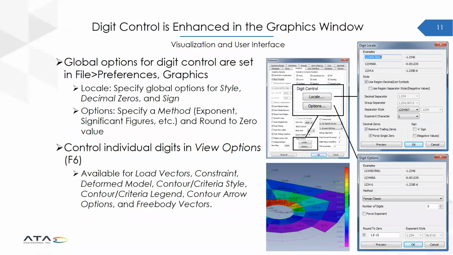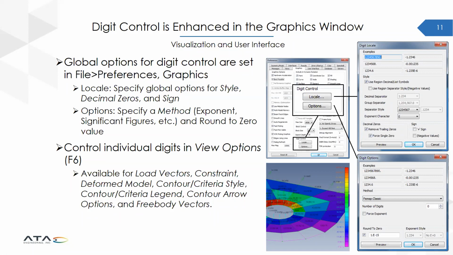And then finally, to close out our visualization and user interface updates, they've made a lot of changes so that any number that's displayed in the graphics window, users now have complete control over how that number is displayed. And by that, I mean controlling exponents, how many significant digits there are, things like that. So there are different ways to set this.